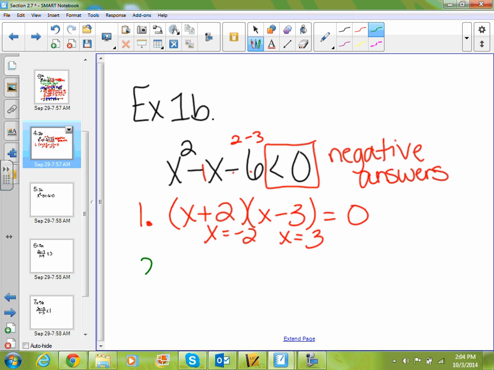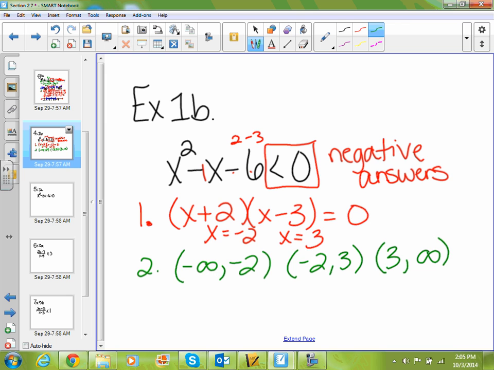Okay, and then the second thing we did was we grouped them. We always start by grouping with negative infinity. -2 comes next in order. Then I group my two solutions together, so -2 and 3 get grouped together. And then lastly, I group one number with positive infinity, so 3 and positive infinity.